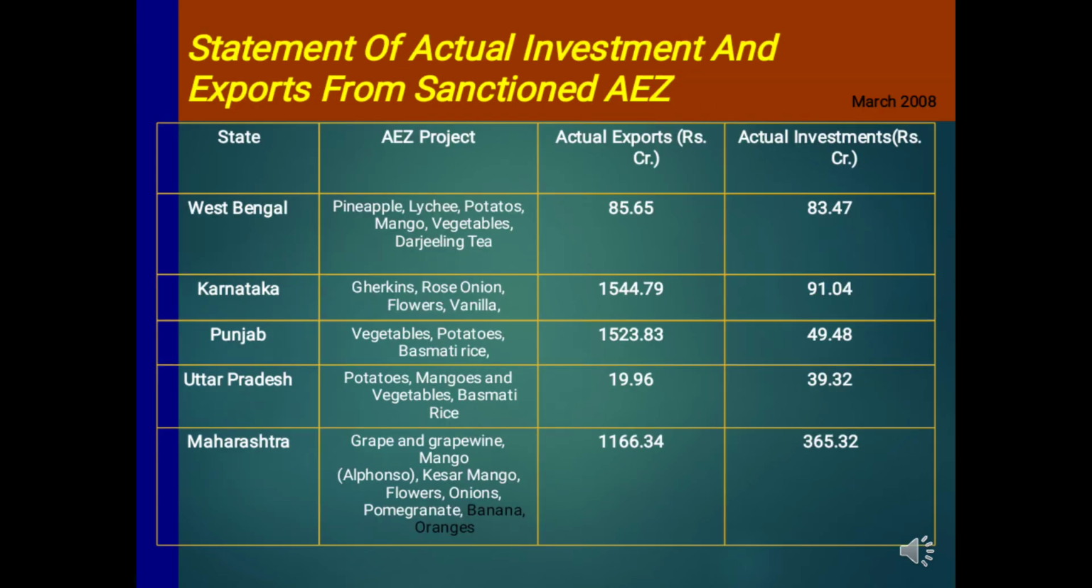Next we see about some statements of Agri Export Zones from the sanctioned investment. First one is West Bengal: pineapple, vegetables and mango. Karnataka: gherkins, rose, onion and flowers. Punjab: vegetables and potatoes. In Uttar Pradesh: mangoes and vegetables. In Maharashtra: flowers, onion and pomegranate.